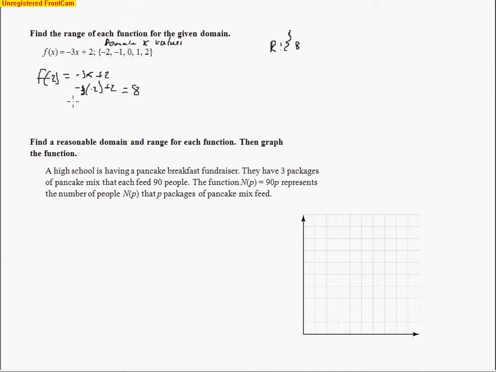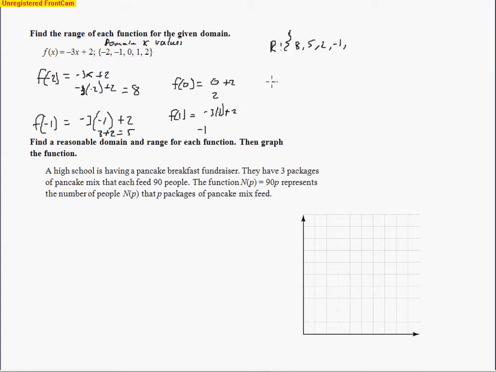And then I do the same thing with all the others. So I take -1, I put it in for x. So -3 times -1 plus 2 makes 3 plus 2 makes 5. And so my next one would be positive 5. And then I do the same thing for the others. So f of 0 would be 0 plus 2, which would be just 2. So then I know I have a range value of 2. And the range value for 1, well, you just substitute in. So -3 times 1 plus 2 makes -1. And so that's going to give me -1 for that domain.